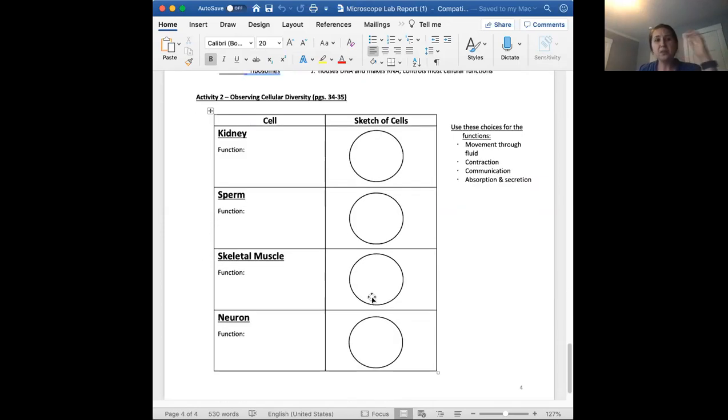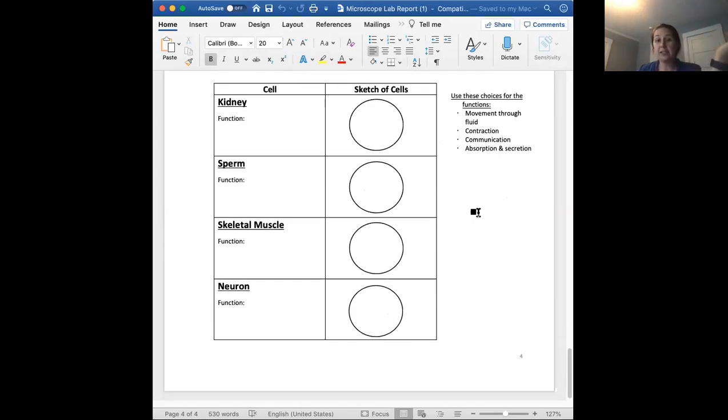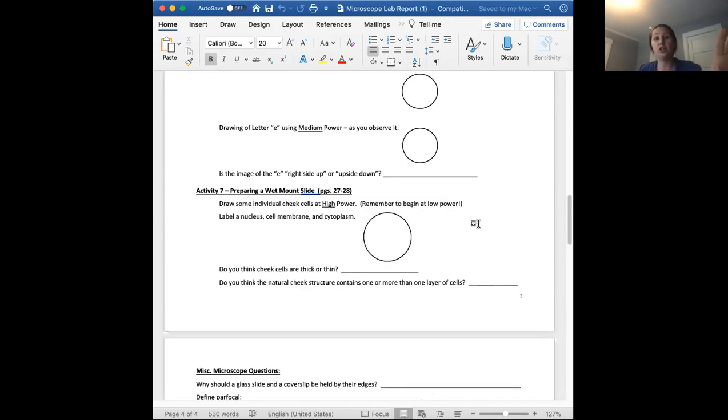Finally, this last activity, activity 2, sketching of the cells is extra credit, but you do need to identify the functions for each of these cells. That is 4 points. So under the kidney, tell me what the function is, and you can choose from these 4 options over here, so you don't need to make it up. So just for activity 2, filling in the functions is mandatory. Sketching is going to be extra credit. And I think that's all I have for this lab. Does anybody have any questions about what you're doing for this lab?